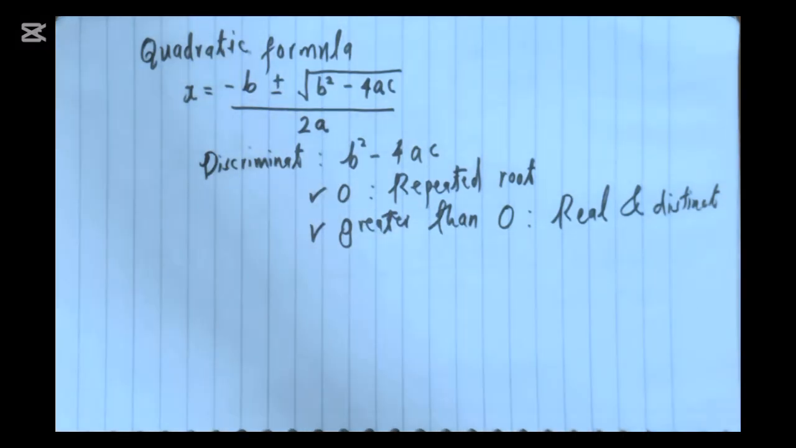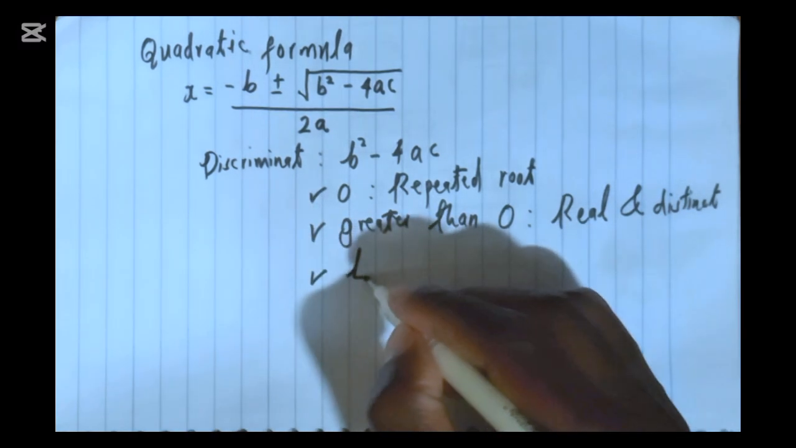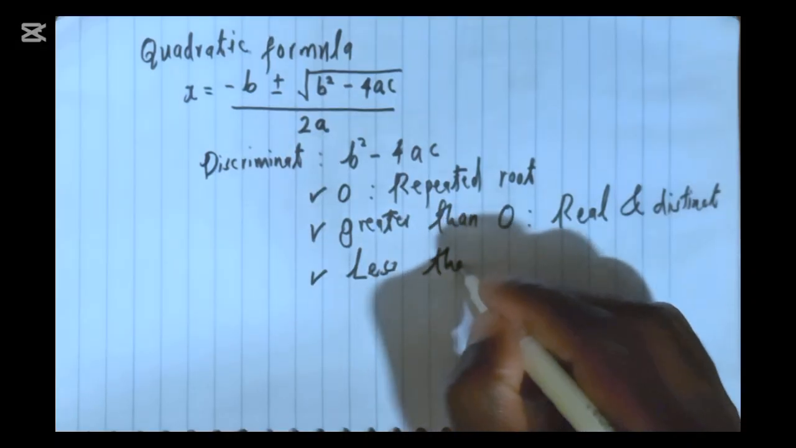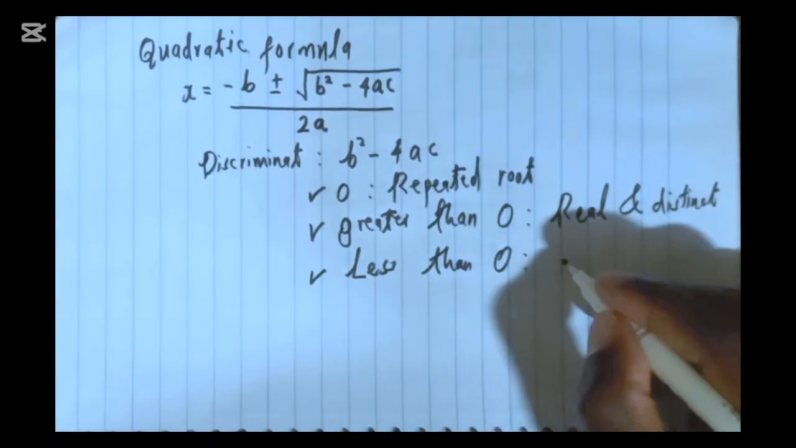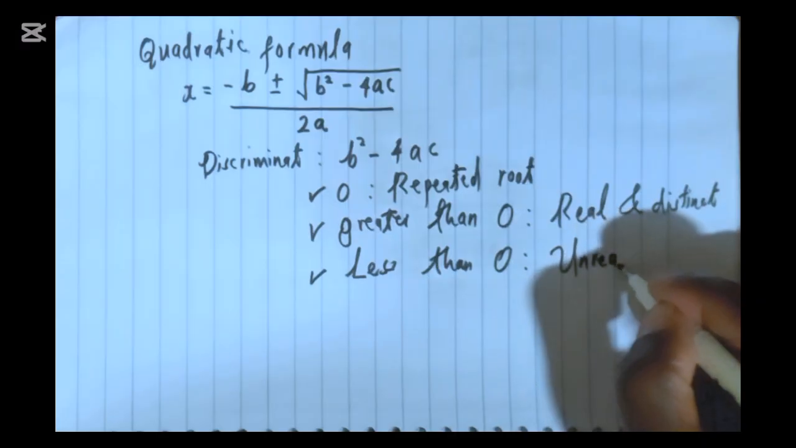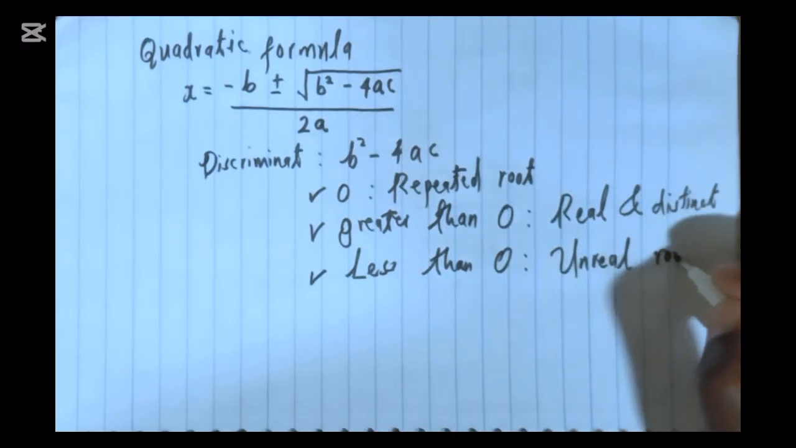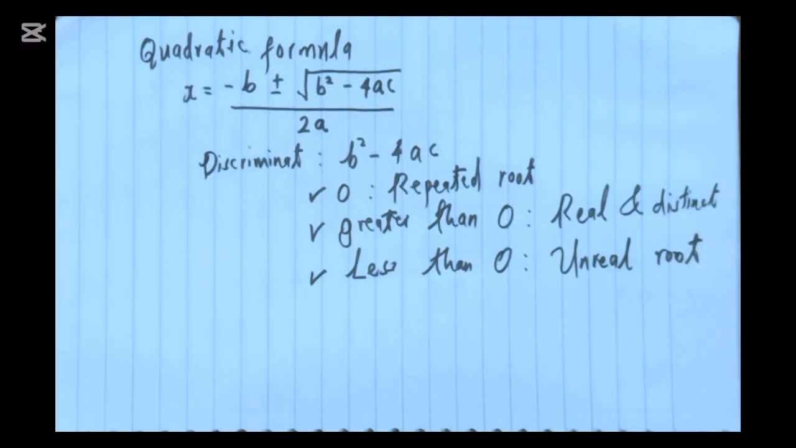They may be fractions. They may be negative. They may be positive. They may be expressed as whole numbers. They are basically numbers that we can find the square roots of. And when you find that the value of the discriminant, b squared minus 4ac, is less than 0, it means that it has unreal roots.